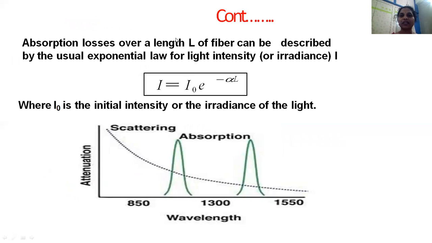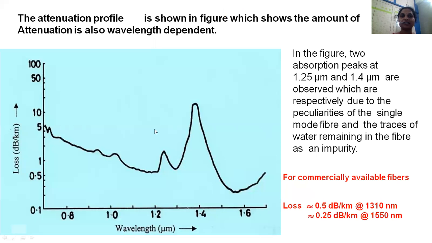Absorption losses over a length L of fiber can be described by the usual exponential law for light intensity or irradiation, like I is equal to I naught e power minus alpha L, where I naught is the initial intensity and alpha is the attenuation over a length L of the optical fiber. If you see the graph between wavelength and attenuation, scattering plays a role at the initial wavelengths and absorption at higher wavelengths. The attenuation profile is shown in this figure, which is a graph between the wavelength and the loss.